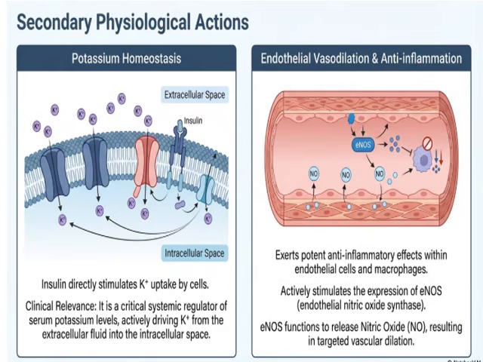Then we have secondary physiological actions. Insulin does more than just manage sugar, and it's a critical regulator of potassium homeostasis, actively driving potassium from extracellular fluid into the cell. Clinically, this is why insulin is sometimes used to treat life-threatening high potassium levels. And additionally, insulin promotes vascular health by stimulating the expression of endothelial nitric oxide synthase and releasing nitric oxide to help blood vessels dilate.